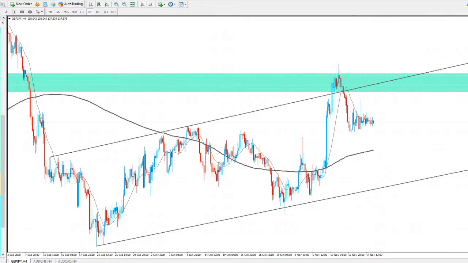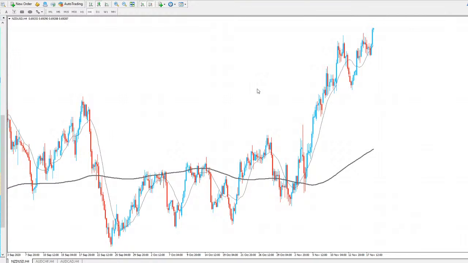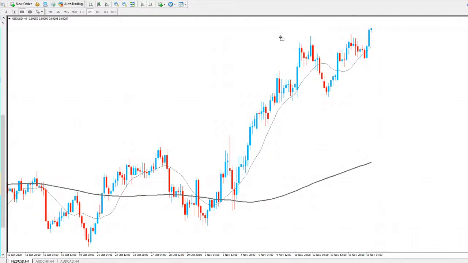Next, we'll take a look at NZD USD. This one's still looking quite bullish, as you can see, with that 10 AM close, just broke through that resistance that we had in the market.